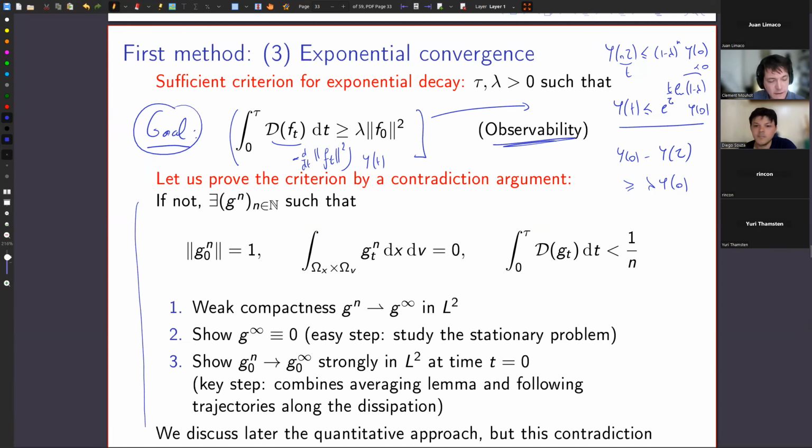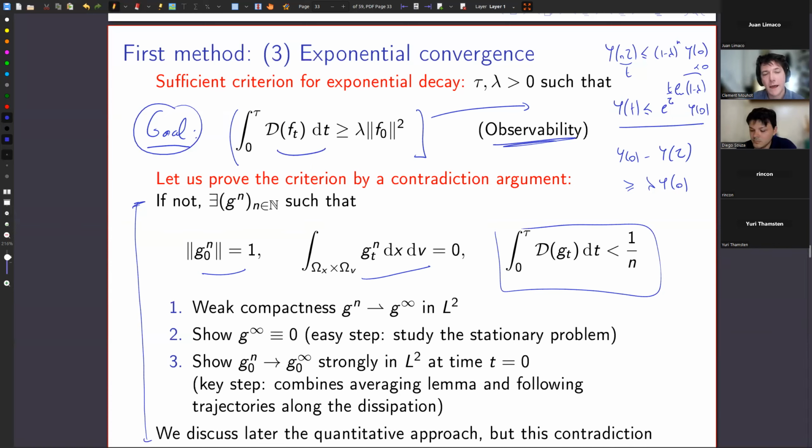The first idea, in fact, we didn't finally publish this argument because we got a better argument, but it was the first step. You can do a contradiction argument. You consider a sequence that negates your conclusion. So a sequence G_n of solutions so that the initial data is normalized, the global mass is 0, and the left-hand side in my inequality goes to 0. The right-hand side is normalized to 1. Okay, so I'm violating my inequality.